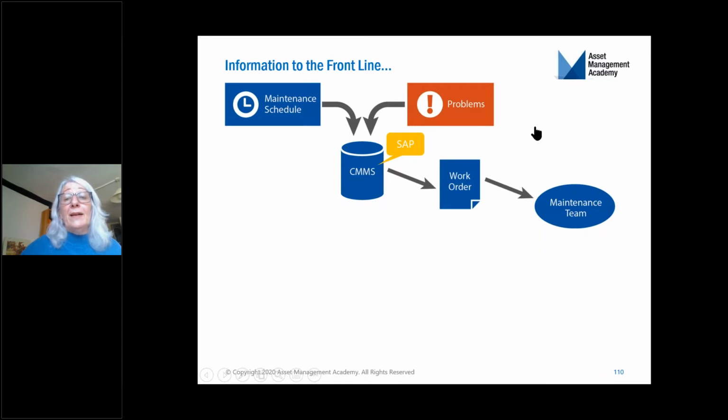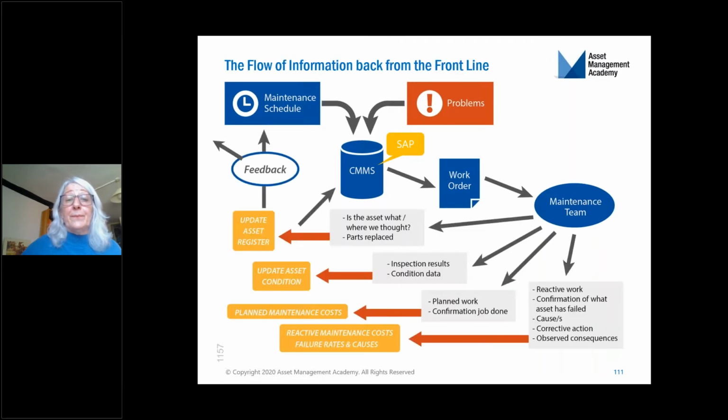If we stop there, we are using a fairly dumb database to do a bit of scheduling. Not the hard work, which is thinking of the work in the first place. The real benefit to asset management is what comes back from the field.